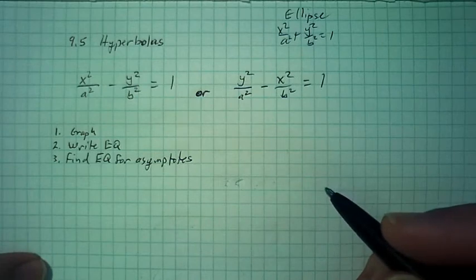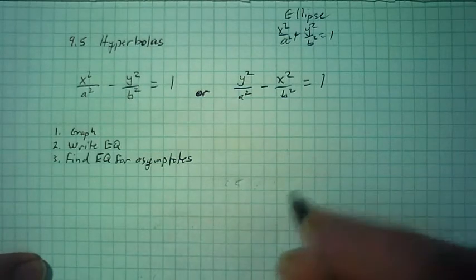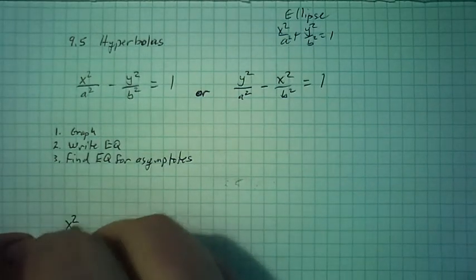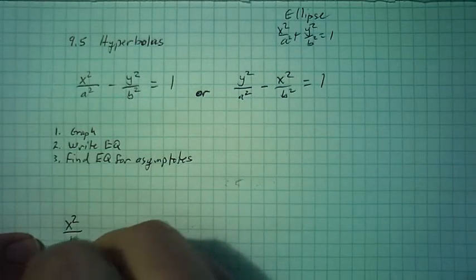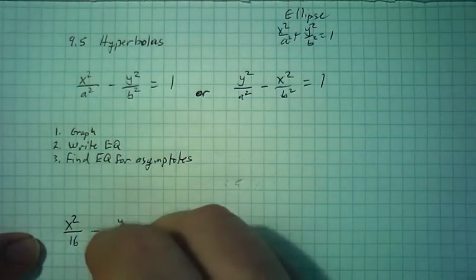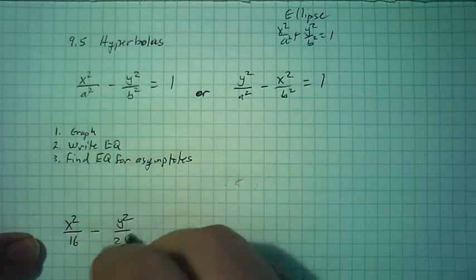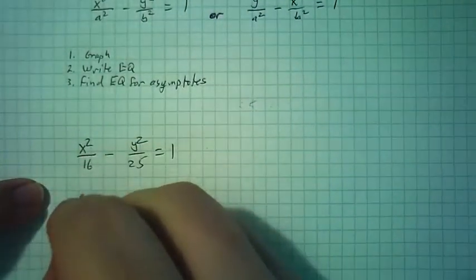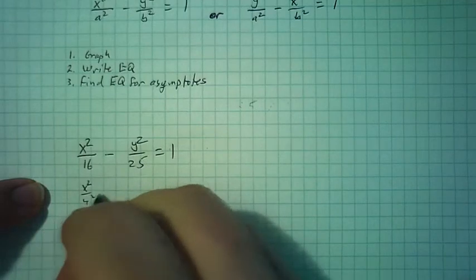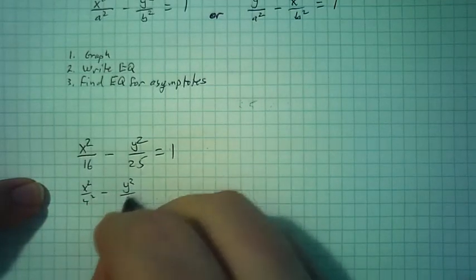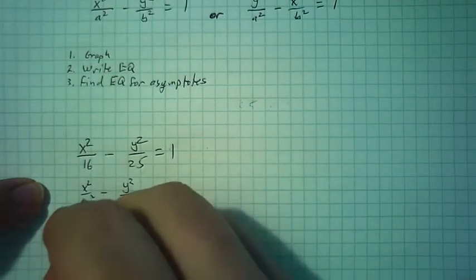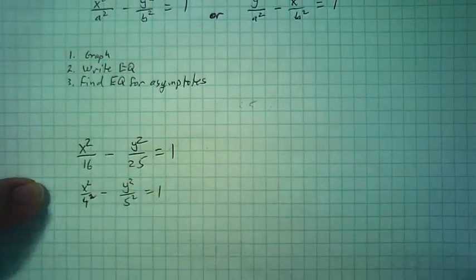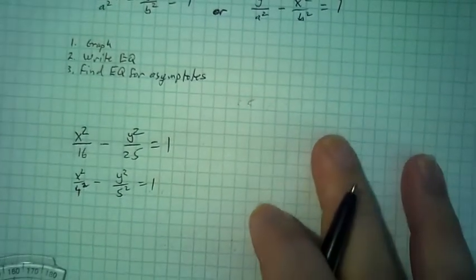I will start with one. I will put it in standard form. X squared over 16 minus y squared over 25 equals 1. Nice, simple squares there. That's x squared over 4 squared and y squared over 5 squared. So right away we have the information we need.